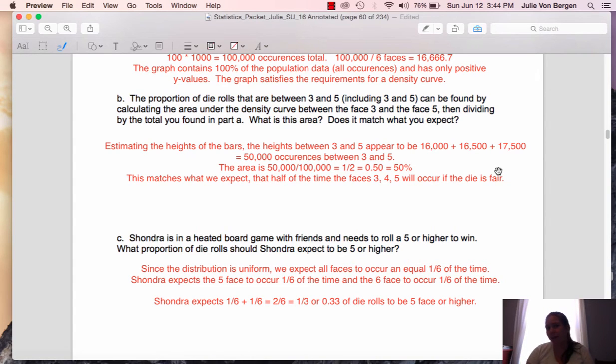Estimating the heights of the bars, the height between 3 and 5 appear to be, and I rounded quite liberally, around 16,000 plus 16,500 plus around 17,500. That totals 50,000 occurrences of faces between 3 and 5. If we divide that area by the 100,000 total, well, 50,000 divided by 100,000 is 1/2 or 0.50 or 50%. This matches what we expect, that half of the time these three faces, 3, 4, and 5, will occur if the die is fair.